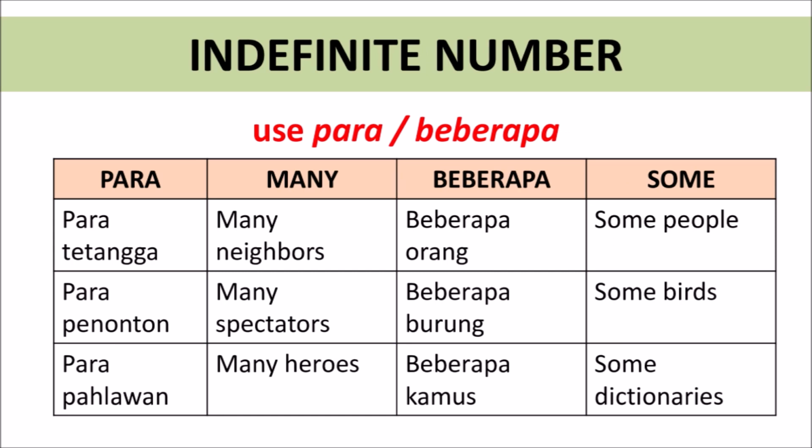The next is how to make plural word if the number is indefinite. The rule is very easy. You just need to add the word para, which means many, or beberapa, that means some in English. For example, para tetangga means many neighbors. Beberapa orang means some people. Para penonton, many spectators. Beberapa burung, some birds. Para pahlawan, many heroes. Beberapa kamus, some dictionaries.